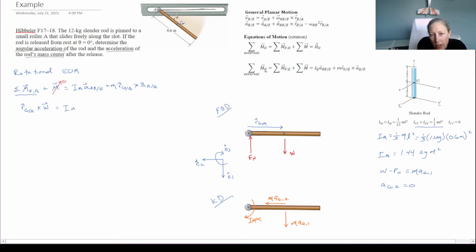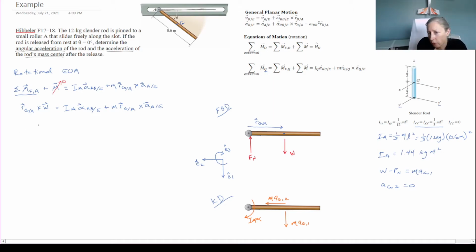And then I've got I sub A alpha. Oh, and I'll just go ahead and write this. I'll add some more precise terminology in the next step. Plus, and this is going to be mRg with respect to A again, cross the acceleration. Okay. All right. So let's see, what else can we write here?